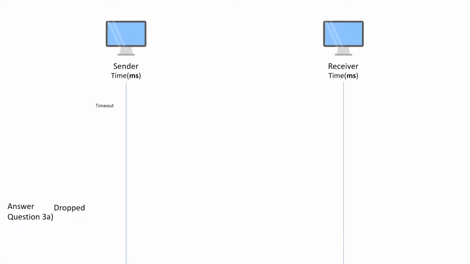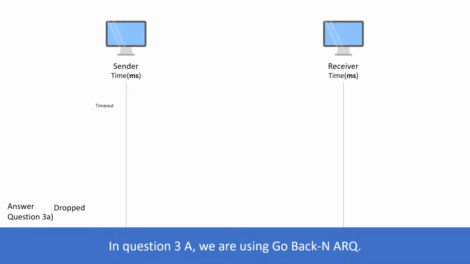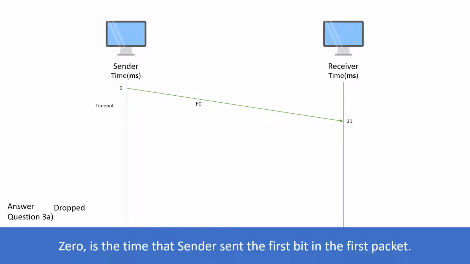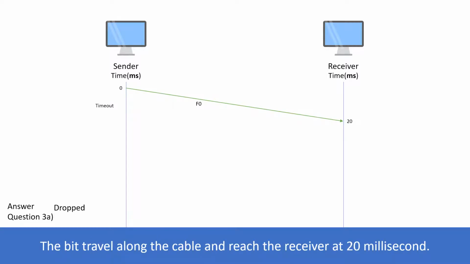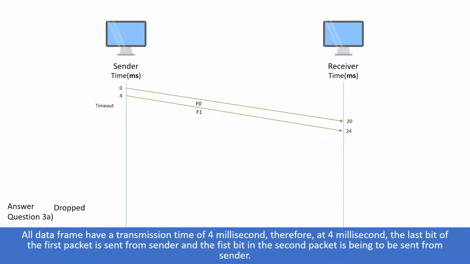In question 3a, we are using Go-back-N ARQ. 0 is the time that the sender sent the first bit in the first packet. The bit travels along the cable and reaches the receiver at 20 milliseconds. All data frames have a transmission time of 4 milliseconds, therefore at 4 milliseconds the last bit of the first packet is sent from the sender and the first bit in the second packet begins to be sent from the sender.